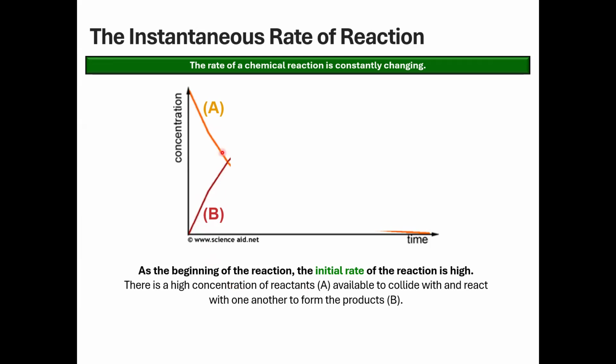The reason for that is because we have a very high concentration of A that's available to collide with one another to form the products. If you think about it, at the very start of the reaction there's an awful lot of reactant there that is able to react and form B. So that's why you see a very fast, very steep rate of reaction at the start.